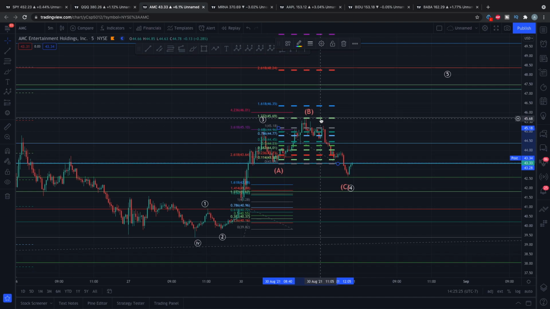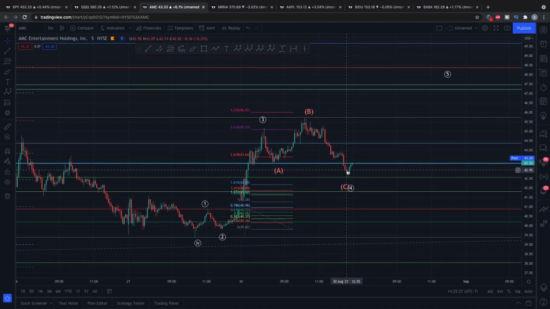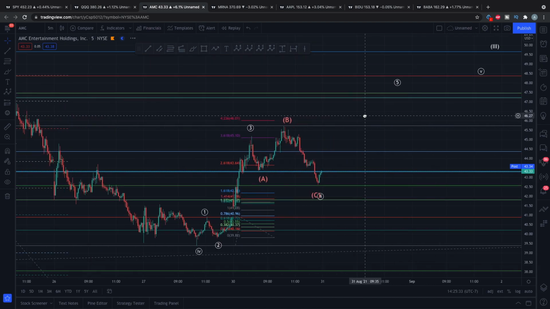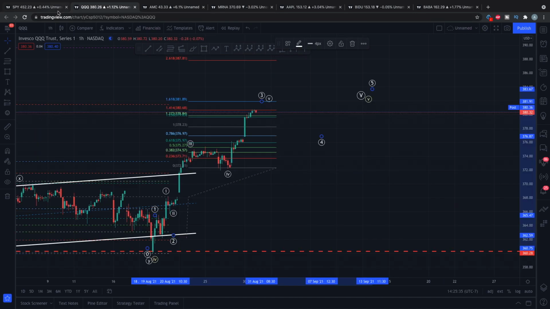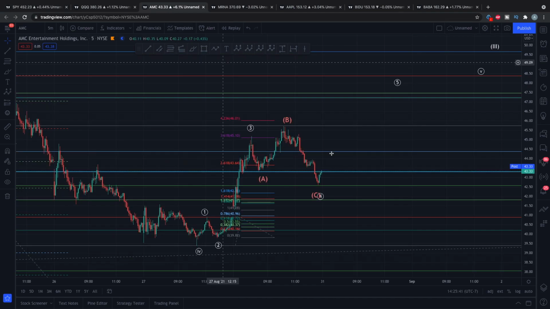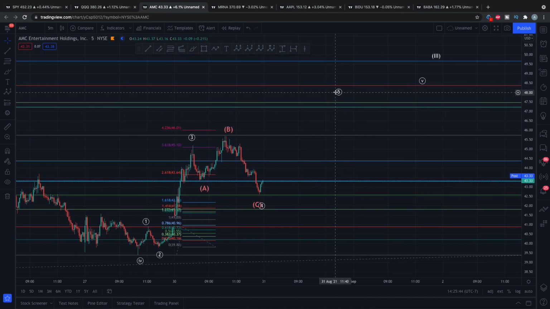So that is pretty normal for an expanded flat. So this looks like a typical 4th wave, an ABC pattern, and then we should push upwards for that wave 5. And I do expect this wave 5 to extend as well. Just like in SPY and the triple Qs, where this wave 5 is continuing to extend and subdivide, I would expect to see a similar structure in AMC for this 5th wave. So that means we should form that extended 1, 2, 3, 4, 5 for that 5th wave.